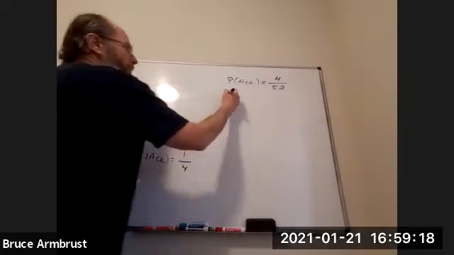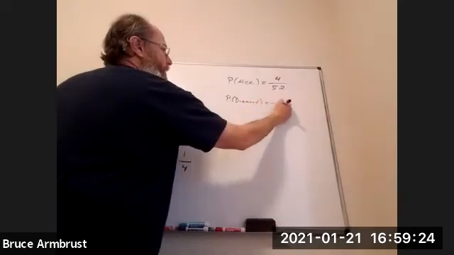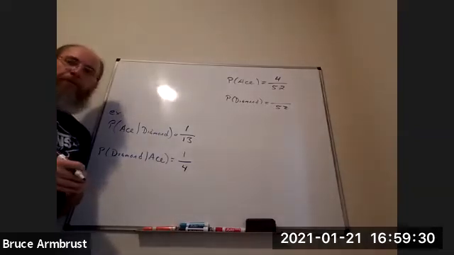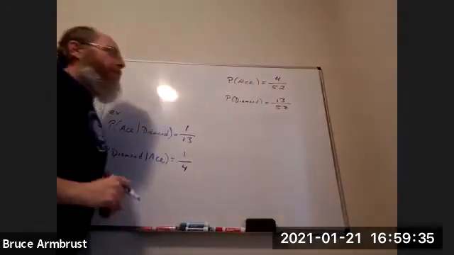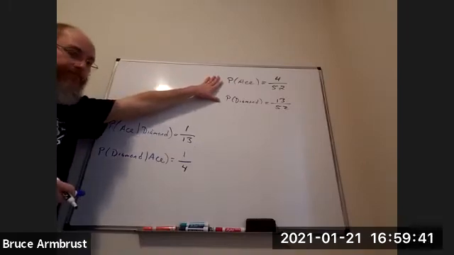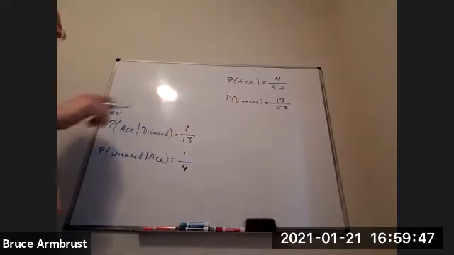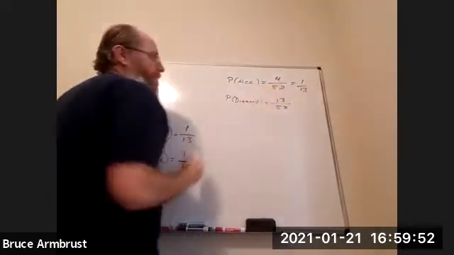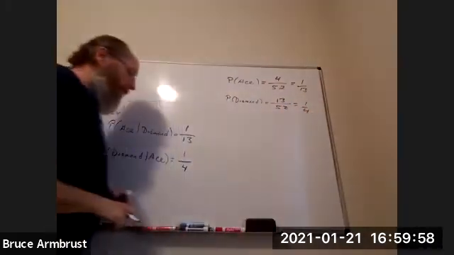What about the probability of a diamond? Again, the denominator is 52 because there are 52 cards. How many diamonds were there? 13. Good, thank you. So that's 13 out of 52. These are the non-conditional probabilities, just the probabilities in general. But check this out. If you reduce these, the probability of an ace is actually 1 out of 13, and the probability of a diamond is 1 over 4.